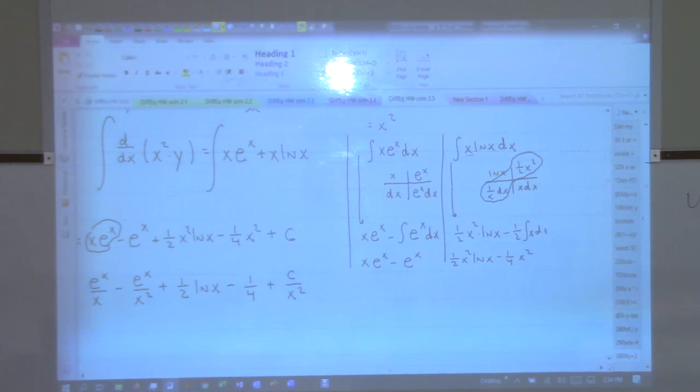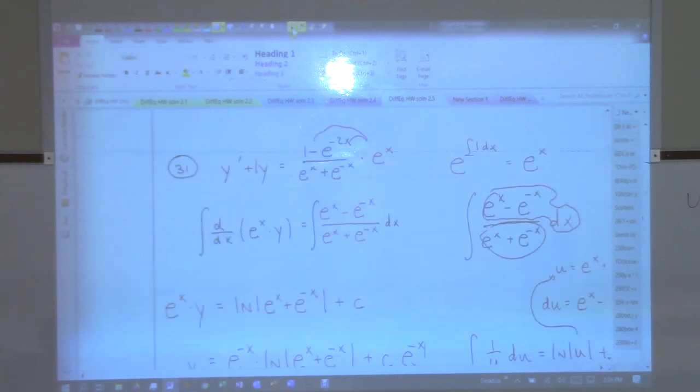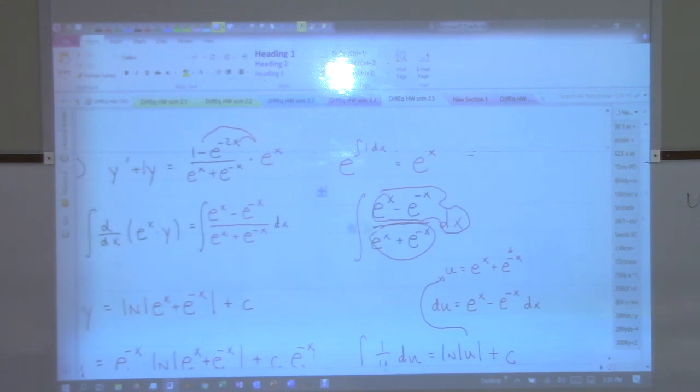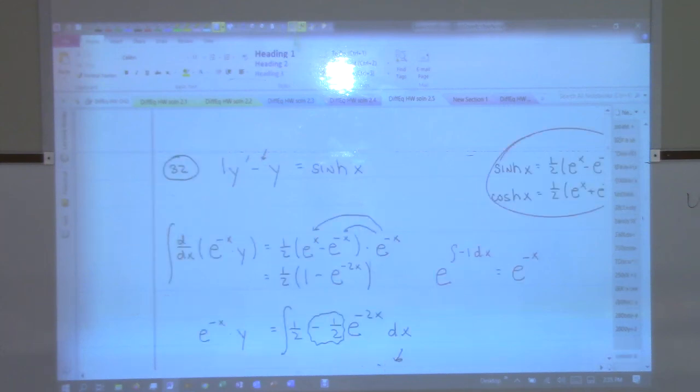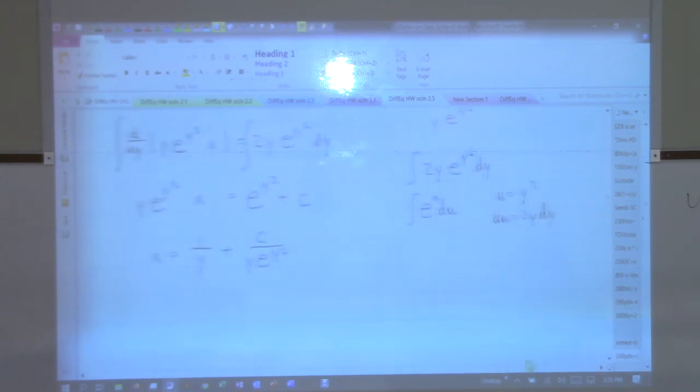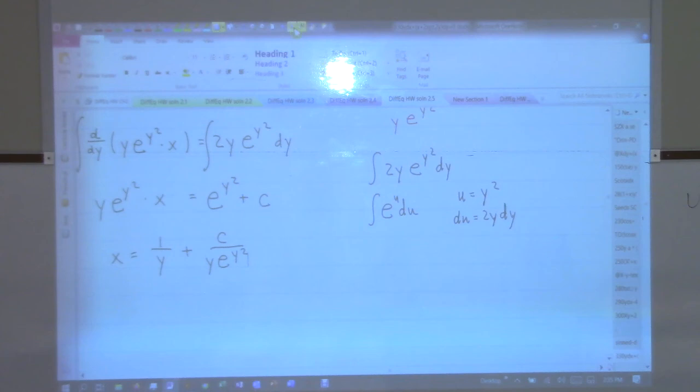Okay. Let's see. This problem, did I have to integrate anything else here? Oh, I had to do this integral right here, which looks terrible, but this is a basic u sub. That looks bad, but it's just a basic u sub. Hyperbolics. This one, another integral, basic u sub.